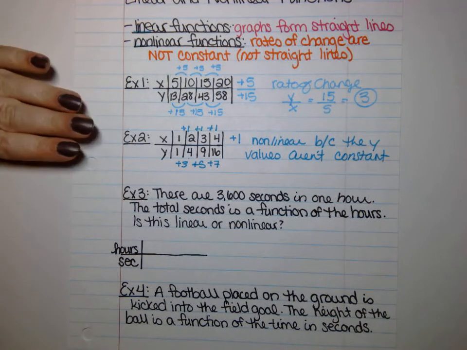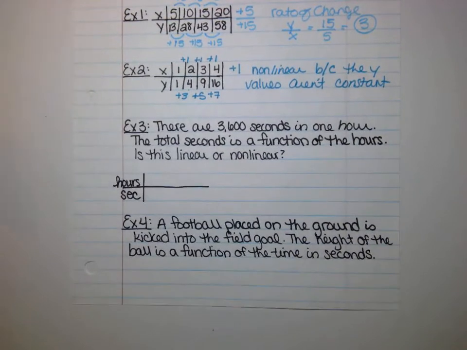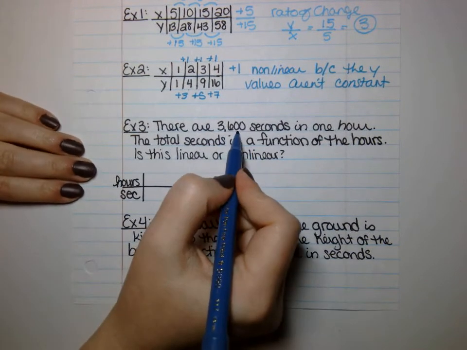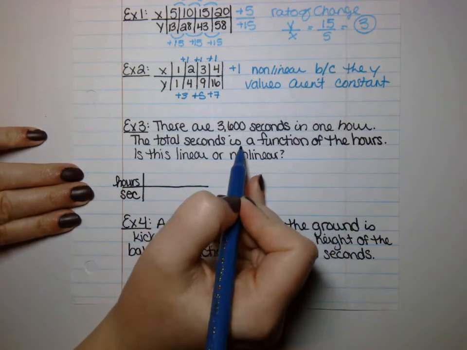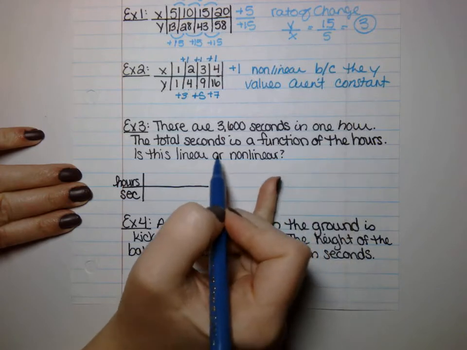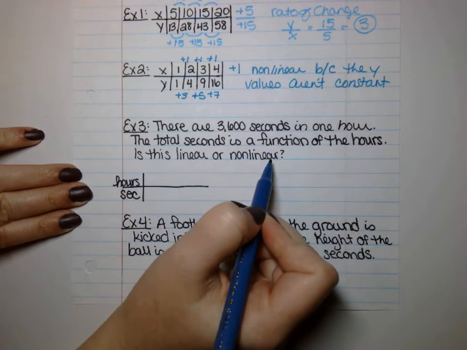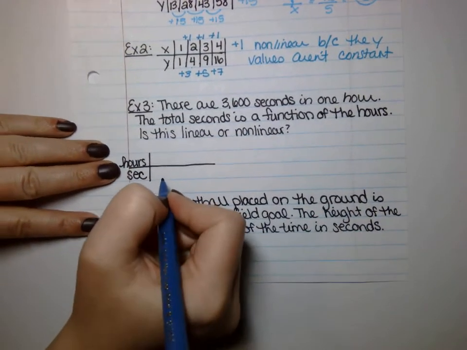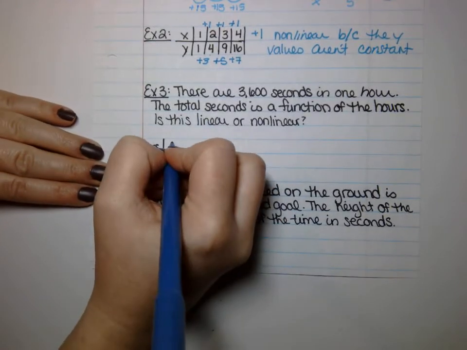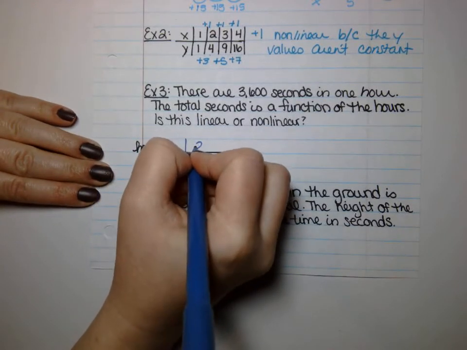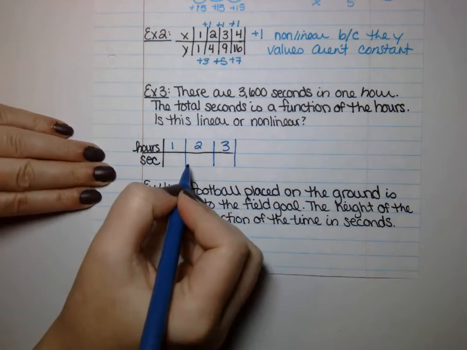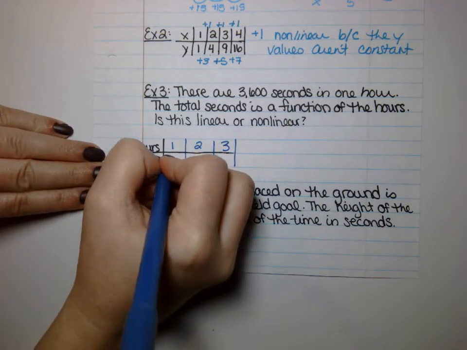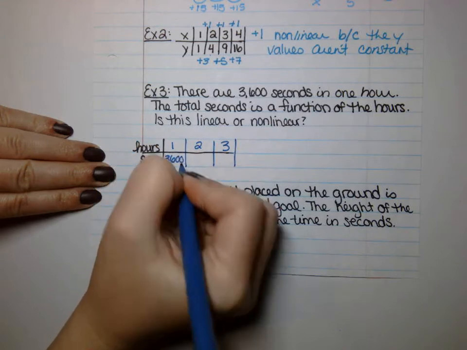For example 3, we're going to use word problems. It says there are 3,600 seconds in 1 hour. The total seconds is a function of the number of hours. Is this linear or nonlinear? So after 1 hour, 2 hours, 3 hours, what am I going to have? The first one's going to be 3,600.